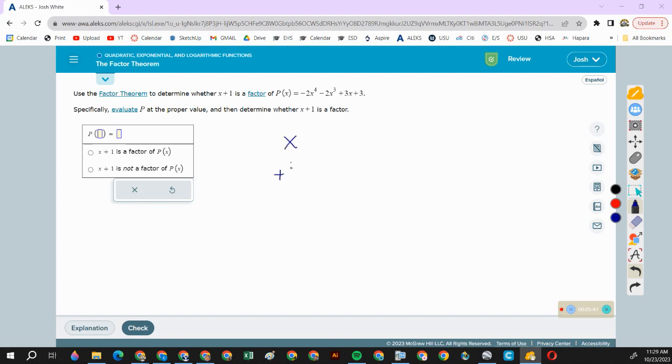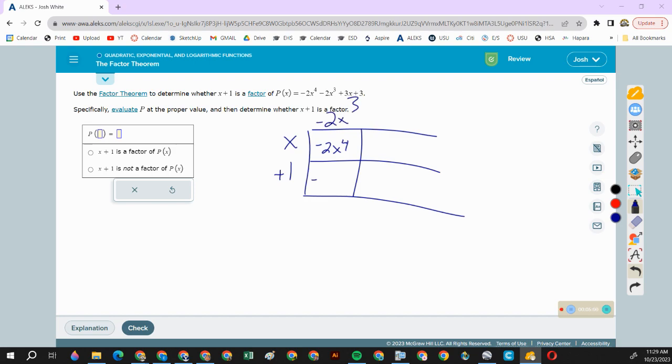So x plus 1, negative 2x to the 4th. What goes up here? Negative 2x to the 3rd. And this would be negative 2x to the 3rd. Those need to add up to be negative 2x to the 3rd. I already have negative 2x to the 3rd. So 0x to the 3rd, pull out an x, 0x squared. So this would be 0x squared.